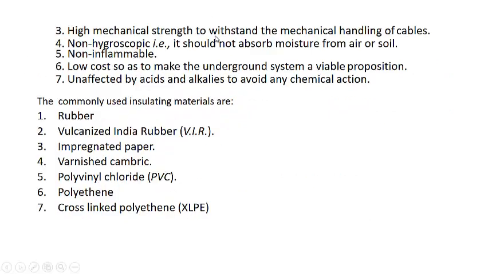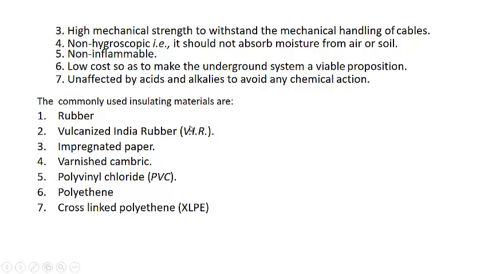It should have high mechanical strength to withstand the mechanical handling of cables. It should be non-hygroscopic, that is, it should not absorb moisture from air or soil. It should be non-inflammable. It should have a low cost so as to make the underground cable system a viable proposition, and be unaffected by acids and alkalis to avoid any chemical action. These are the different properties of an insulating material.